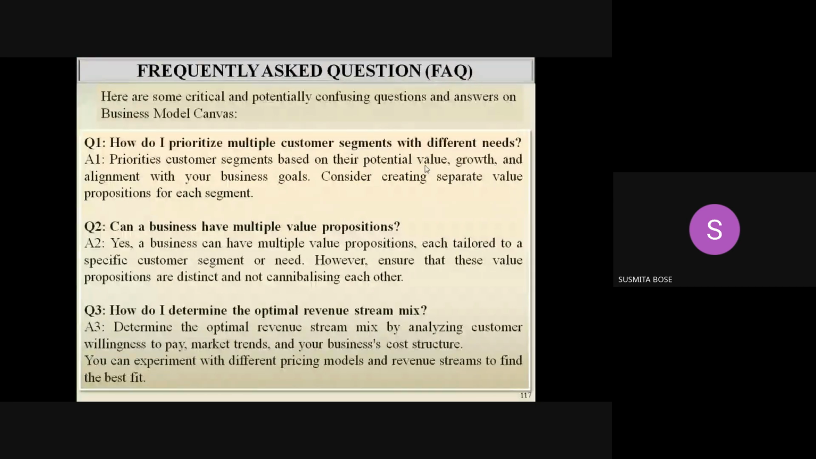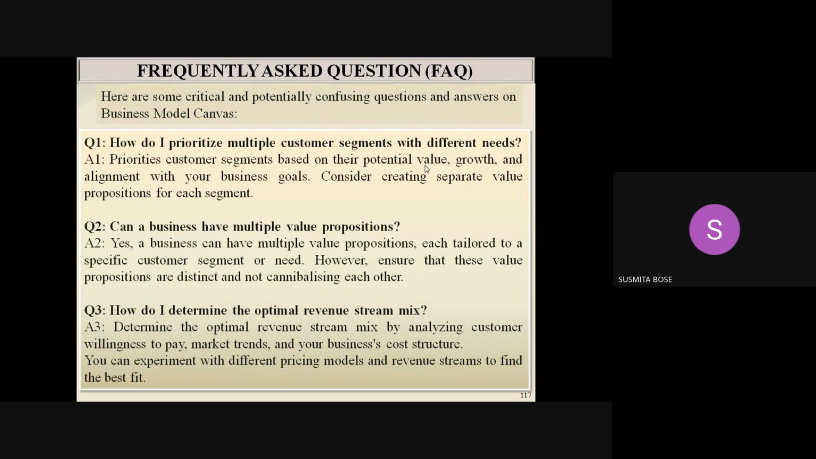Second question is, can a business have multiple value propositions? Yes, of course, a business can have multiple value propositions, each tailored. And not only can have, they should have multiple value propositions, each tailored to a specific customer segment or need. However, ensure that these value propositions are distinct and not cannibalizing each other, not destroying each other's credibility.